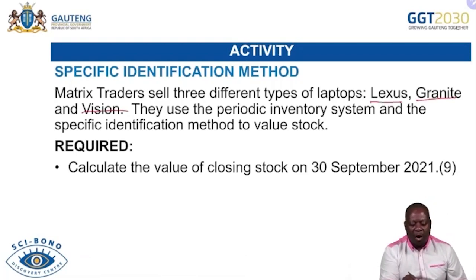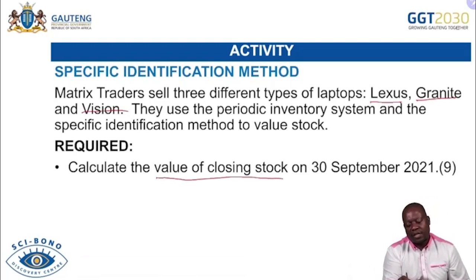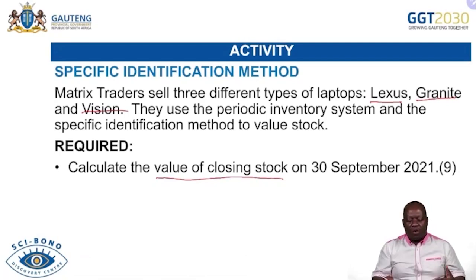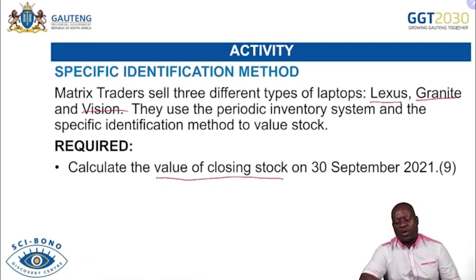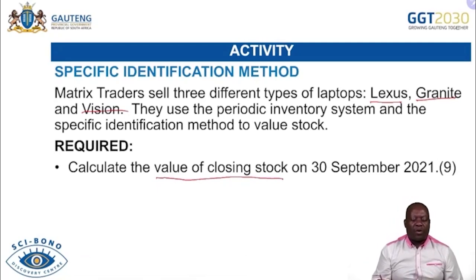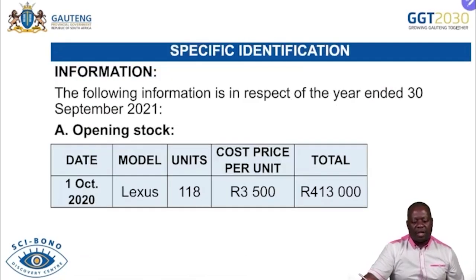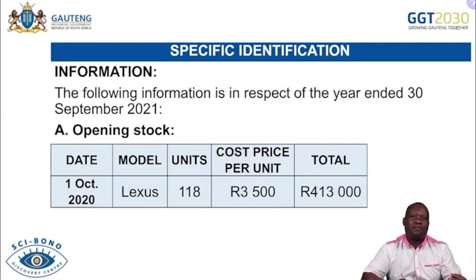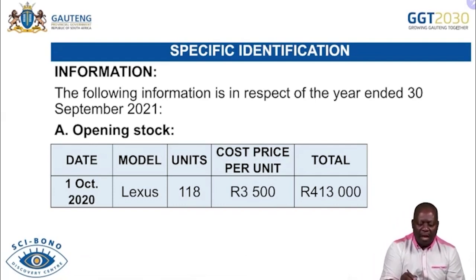Now, we are required to calculate the value of closing stock. That's what we need to do. Calculate the value of closing stock on 30 September 2021, which is at the end of the period, after a physical stock count. So we are given the following information in respect of the year ended 30 September 2021. Our opening stock: the Lexus model. When we started this period, we only had one model, and it was the Lexus. And please take note, how many units of Lexus are there? 118.